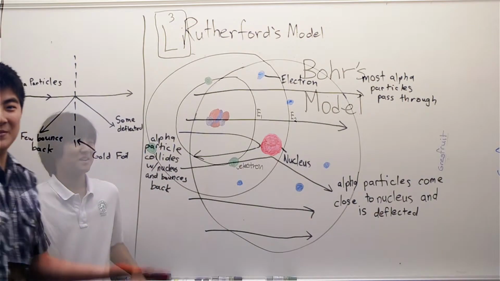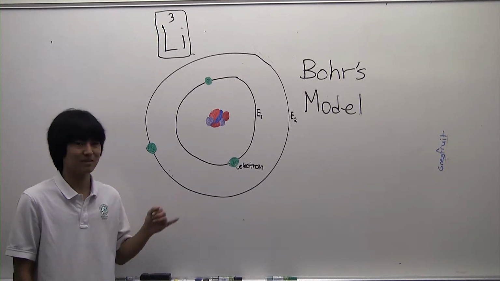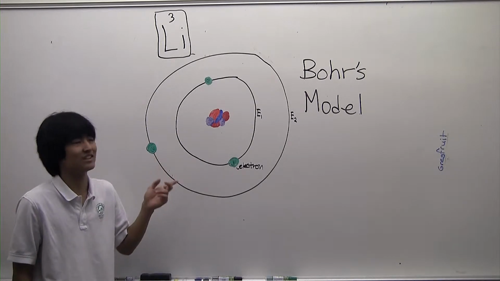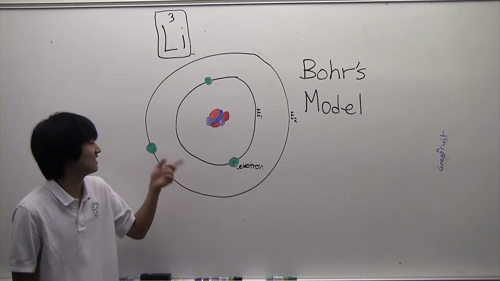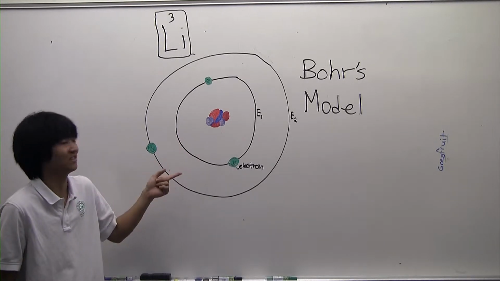Rutherford's model was also incorrect. Bohr's model takes a similar idea with the nucleus in the center and electrons around the nucleus, but instead he places the electrons in specified energy levels around the nucleus.